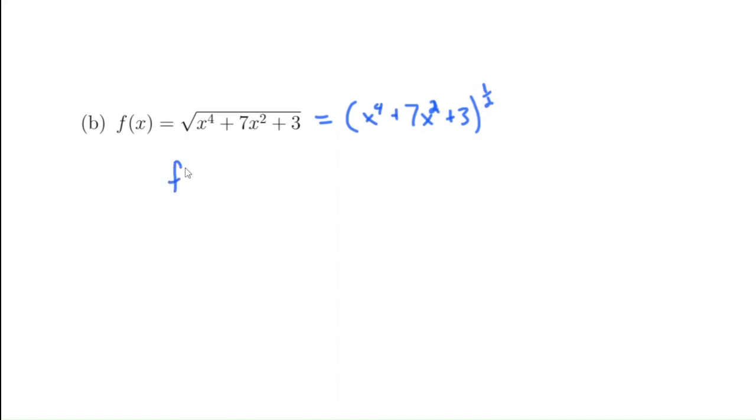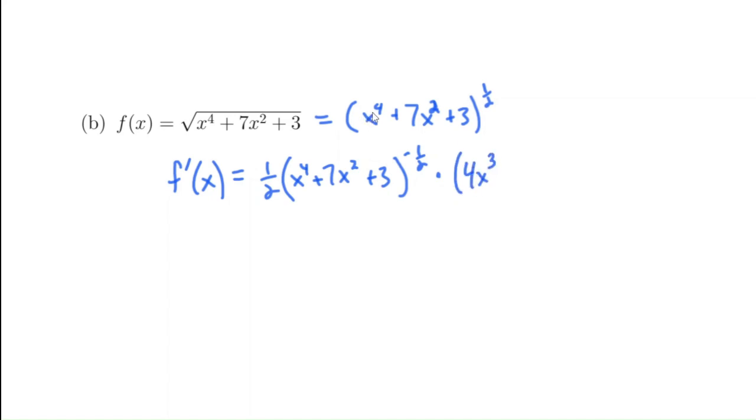So how do we take the derivative? Well, the derivative of the outside function, the derivative of x to the 1/2, would be 1/2 x to the minus 1/2. But instead of putting 1/2 x to the minus 1/2, we're going to put 1/2 times the inside function to the minus 1/2. And then in the end, we multiply by the derivative of the inside function. The derivative of x to the fourth is 4x cubed. The derivative of 7x squared is 14x. The derivative of 3 is 0. And so this is our final answer.